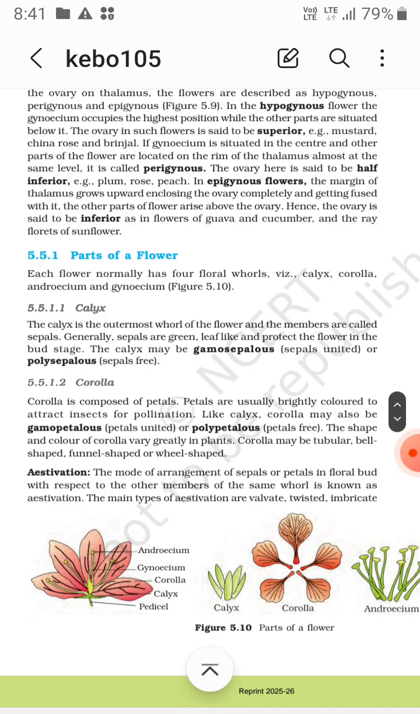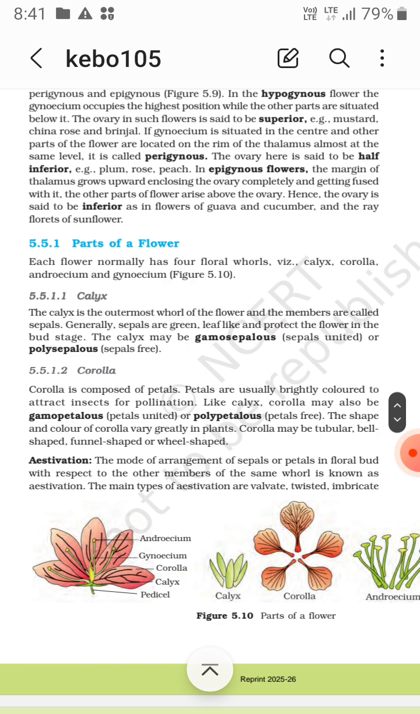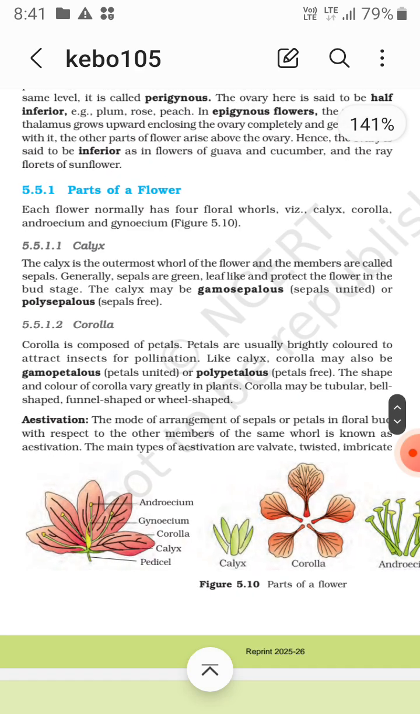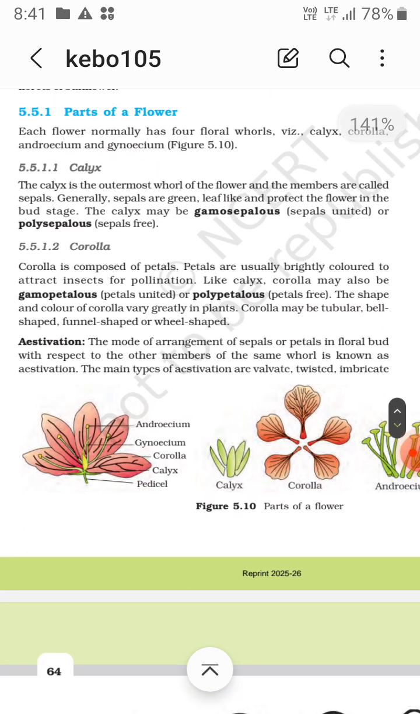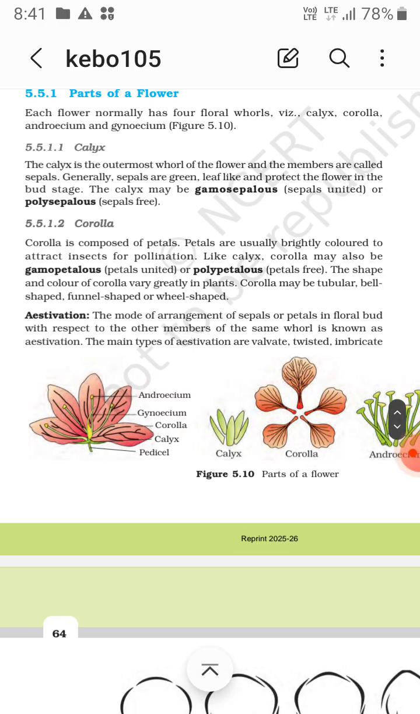They are green. They protect the flower in the bud stage, and they are gamosepals, that is sepals united, that is they are fused, and polysepals, that is sepals are free. Now corolla, these are composed of petals. They are usually brightly colored to attract insects for pollination. Like calyx, corolla also gamopetalous, that is petals when united, and polypetalous, that is petals when free. They have different shapes, right?